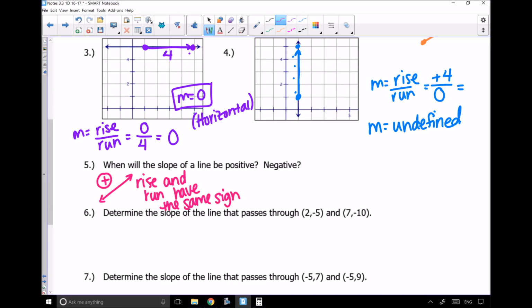And the reason why that works is because if this goes up, it has to go to the right. Or if I say it goes down, then it has to go to the left. So they're either both positives or they're both negatives, but they'll cancel each other out to become positive, okay? And then if the slope is negative right here, so here's the slope that's negative, this is going to tell us that the rise and the run have opposite signs.